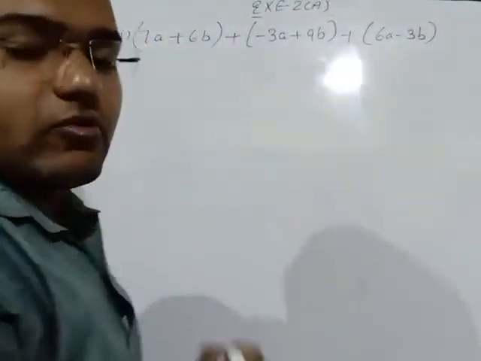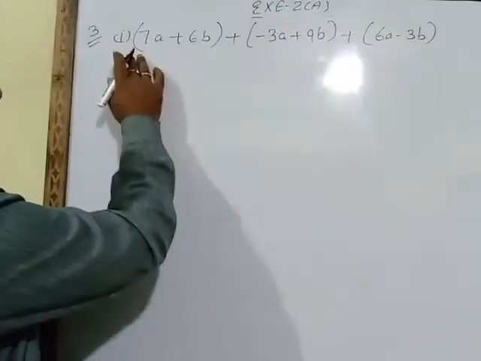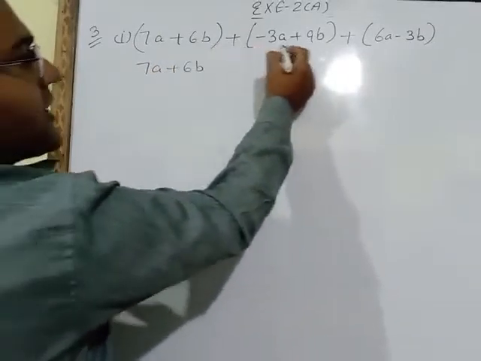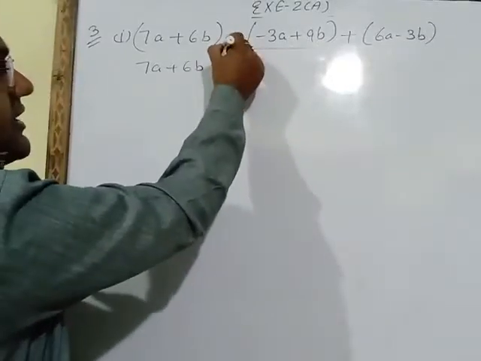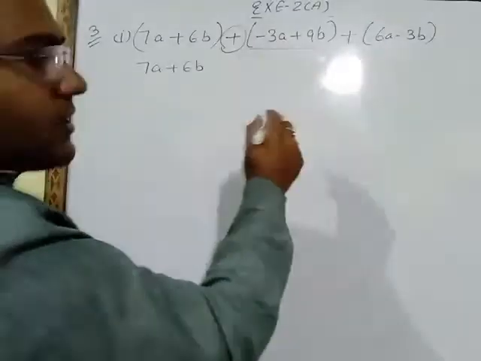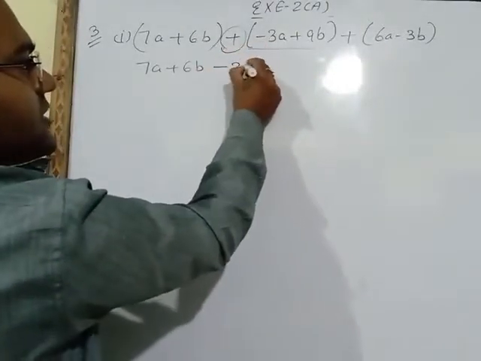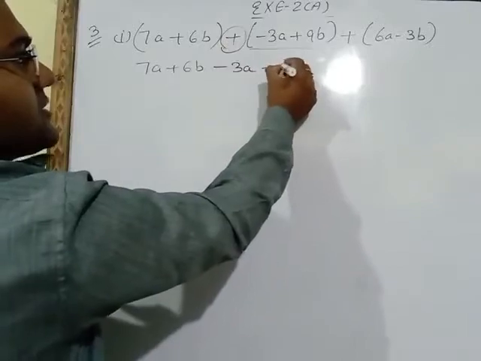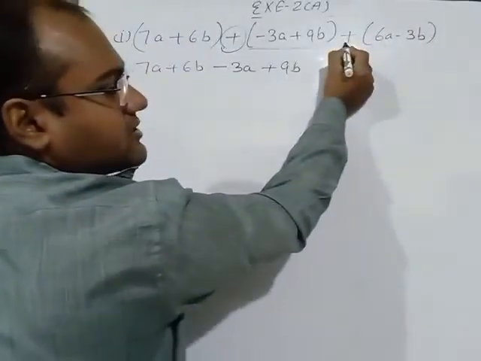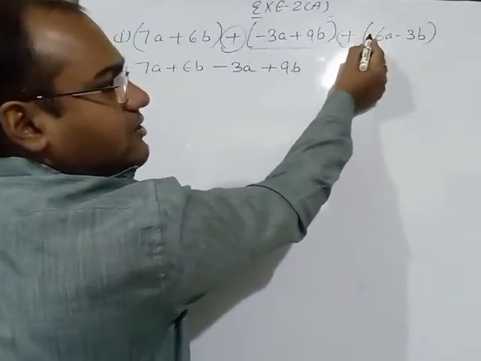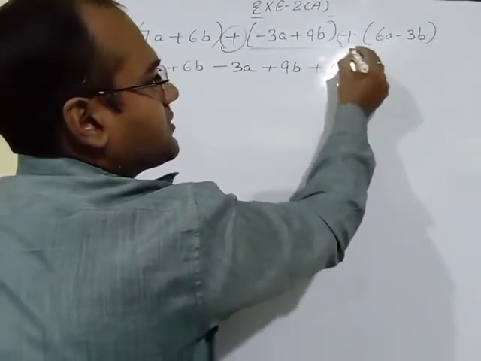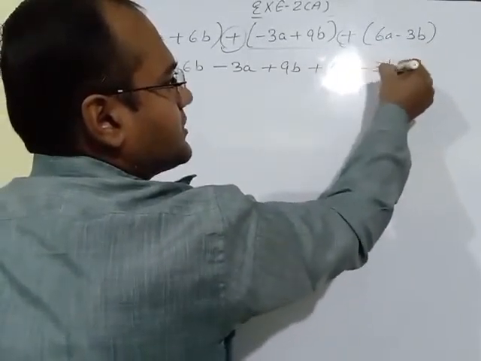Now we have to open the bracket. This starting term we will write as it is, 7a plus 6b. Now outside this bracket on the left hand a plus sign is coming. So with this plus sign we have to check the sign of these two numbers. So plus minus, minus 3a, plus plus, plus 9b. Similarly, in the same way we have to do here also. This is a plus sign outside the bracket, and inside no sign is there, no sign means plus only. Plus plus, plus 6a, plus minus, minus 3b.